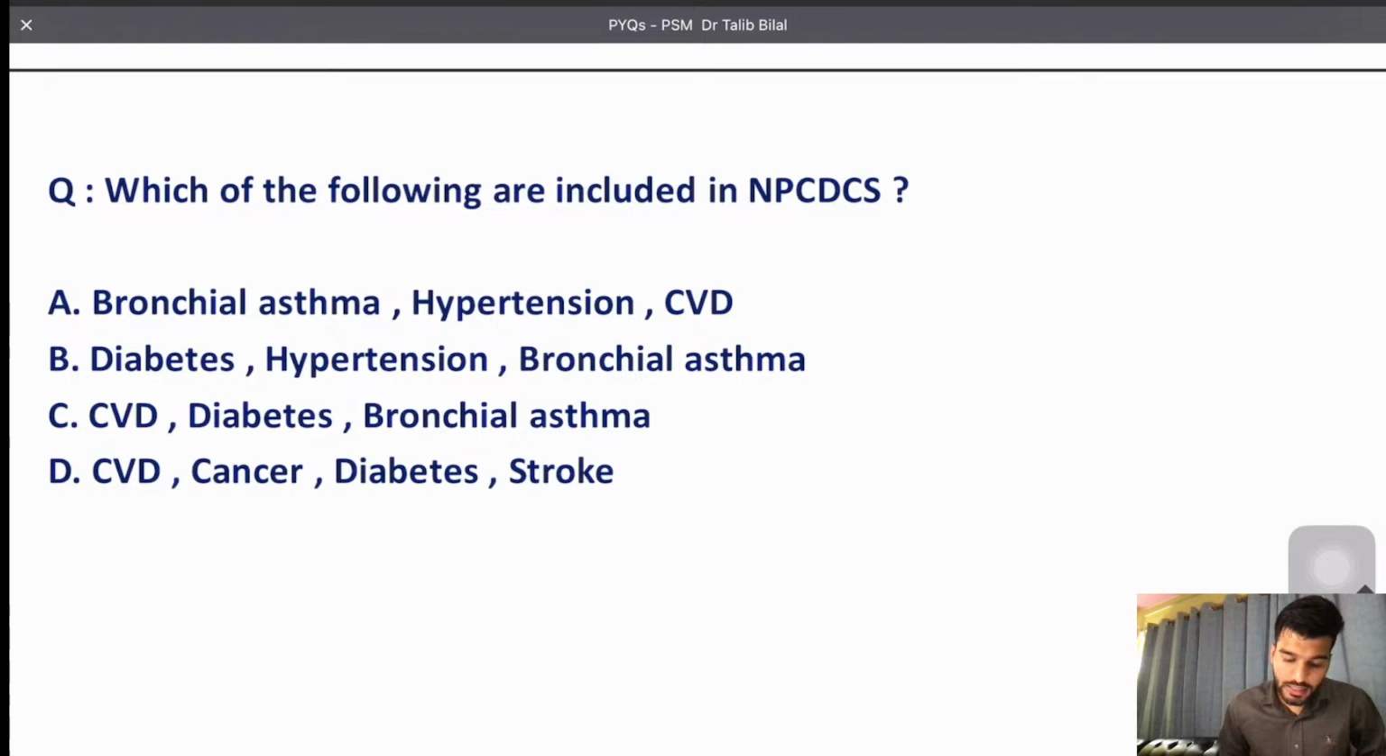Which of the following are included in NPCDS? NPCDS means National Program for Prevention and Control of Cancer, Diabetes, Cardiovascular Disease and Stroke. Write down in the comment section what your answer will be for this question. Yes, it's D, cardiovascular disease, cancer, diabetes, and stroke. These are the diseases that are included. Asthma is not included. So in the above three options, asthma is given. Asthma is not in the NPCDS.